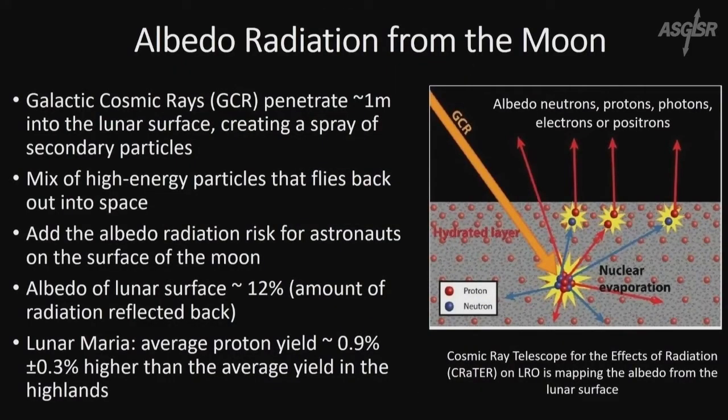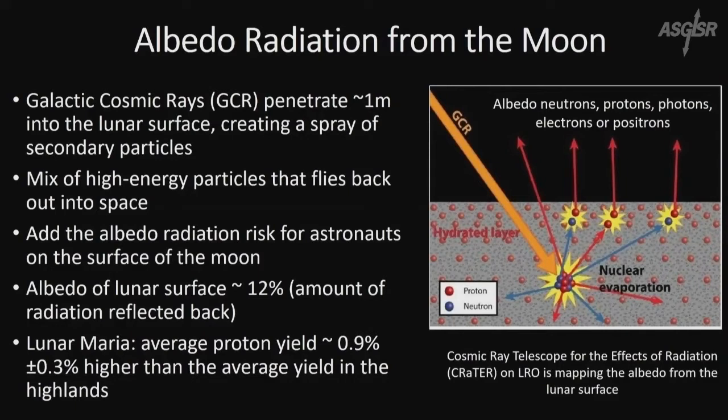Now, one of the ways, as I mentioned earlier, from cosmic ray impacts over the moon, there is a radiation of albedo that occurs. So the galactic cosmic rays will penetrate on the order of a meter or so. You end up with secondaries that then are liberated. These secondaries are not only neutrons, protons, photons, electrons, or even positrons. And indeed, we've made measurements of this, and we understand what that flux is.